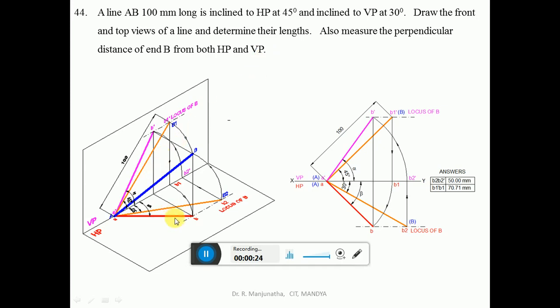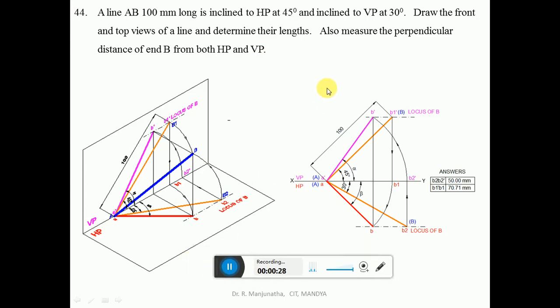So this is very similar to the previous problem, except the length and the inclinations have been changed. We have to decide that both A dash and A are on both HP and VP. That is how we will consider it, because that is the minimum distance we are going to get when you look for the perpendicular distance of end B from both HP and VP.